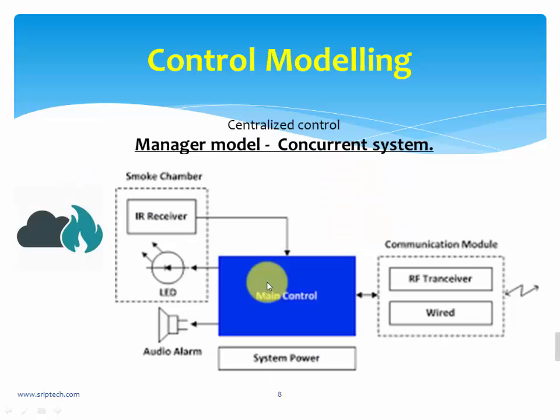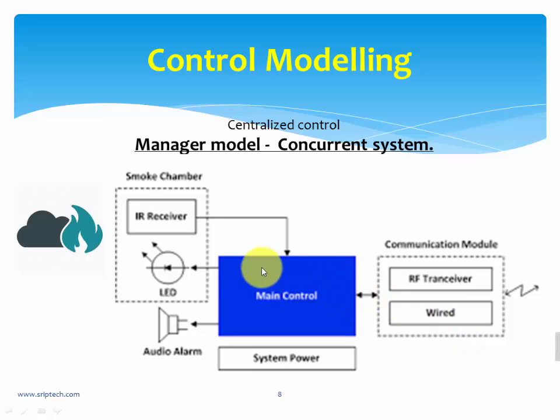Now we have illustrated an example here. This example is a block diagram of a smoke and fire detecting system. As you can see, there are multiple subsystems here. You have a smoke chamber which has an IR receiver, that is one subsystem. Then you have an audio alarm, which is another subsystem, system power another subsystem, and the communication module, which is another subsystem. We are not worried about the actual implementation of these subsystems because we are not that concerned about electronics here. We are trying to relate this electronic block diagram to a software engineering practice.